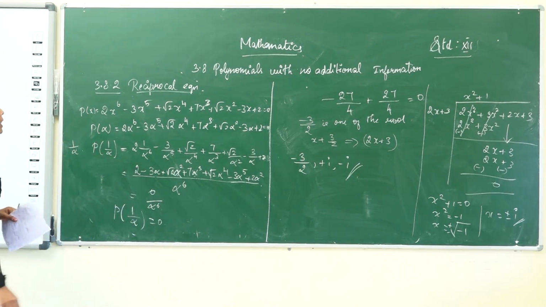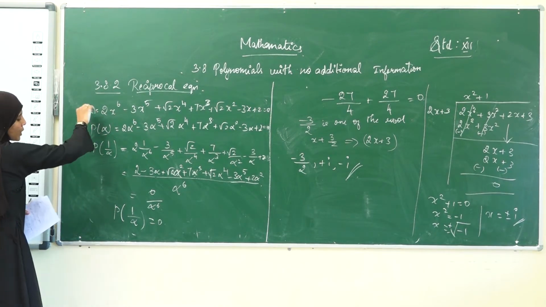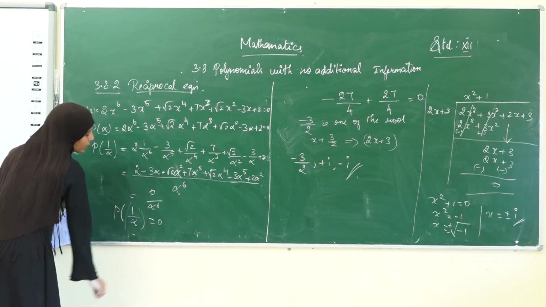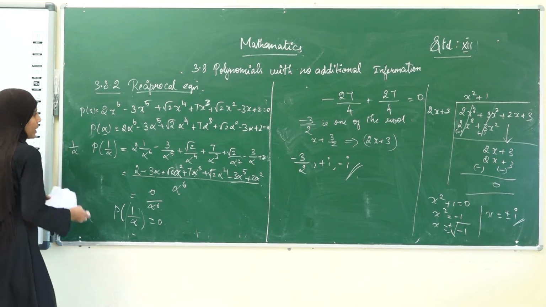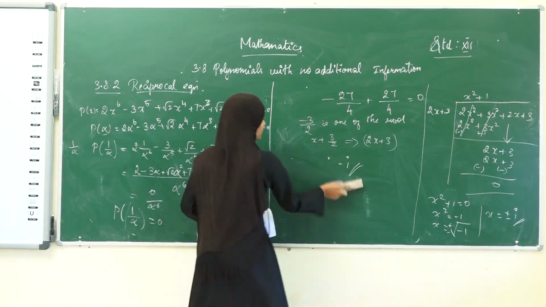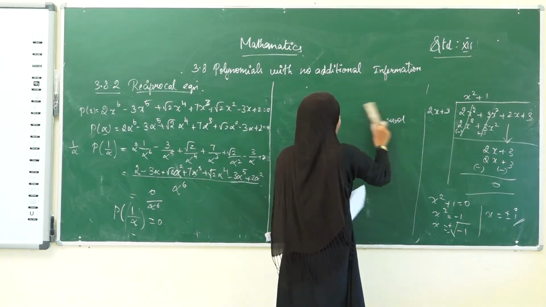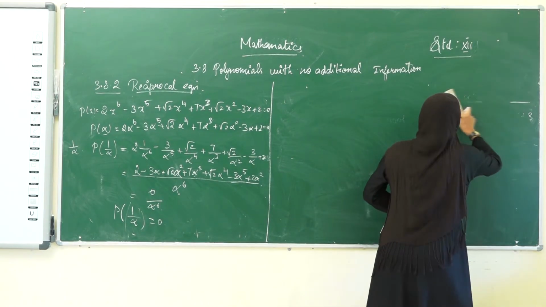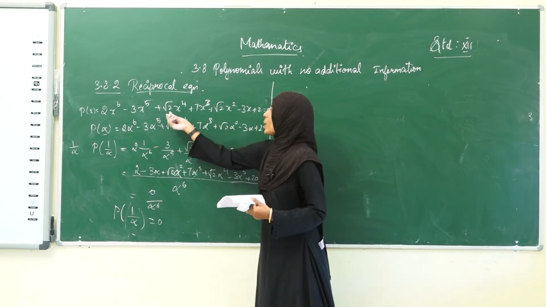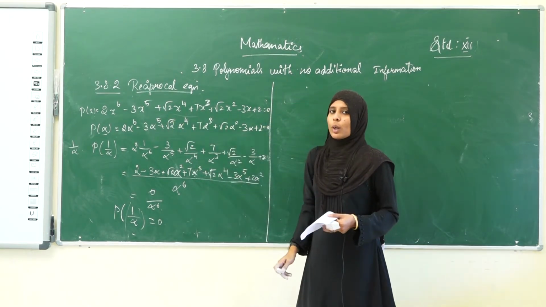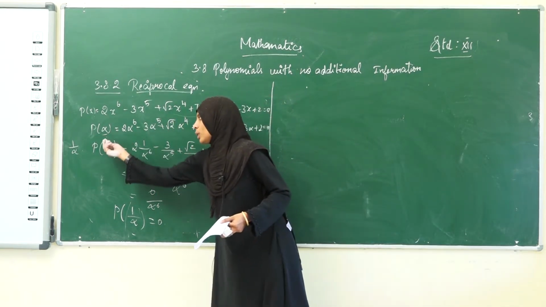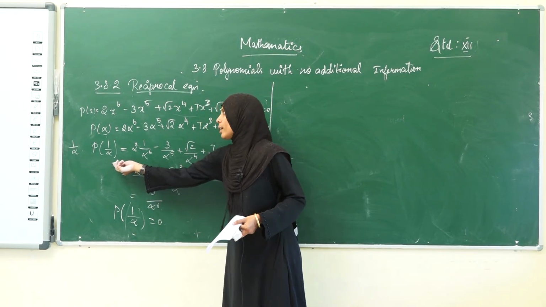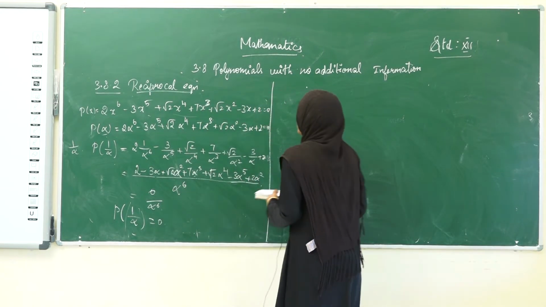Therefore, what we can say, if alpha is the root of the given equation, then 1 by alpha is also the root of the given same equation. Okay. So, this type of equation is called a reciprocal equation. See this equation, the given equation, we can say it is a reciprocal equation because if alpha is a root, then 1 by alpha is also the root. Therefore, we are saying this is a reciprocal equation.